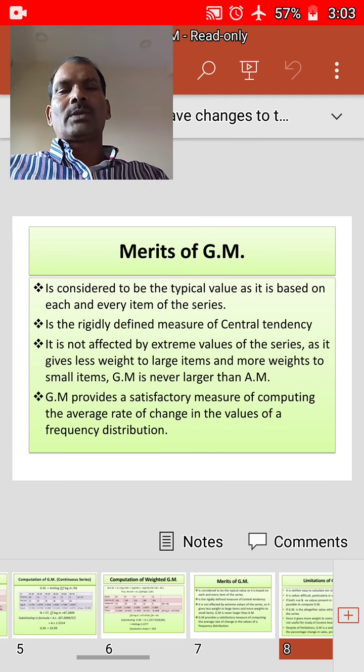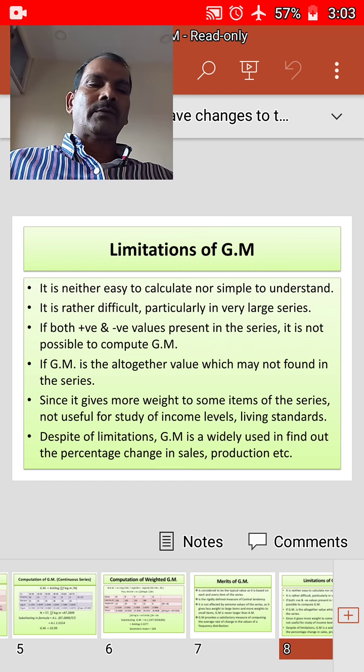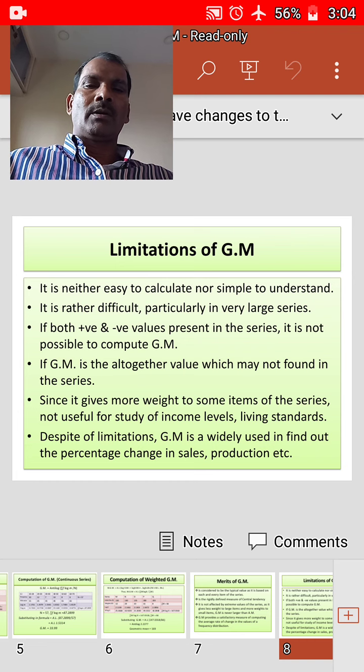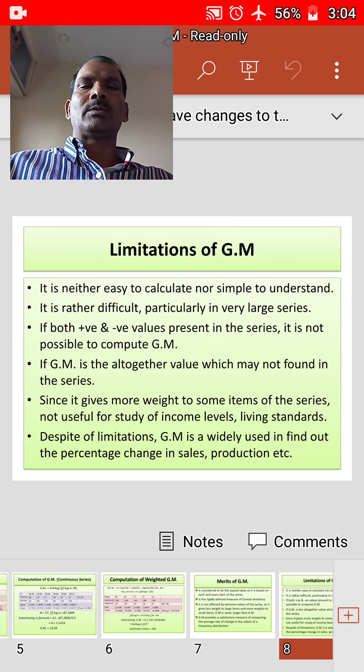Okay, we have some limitations of geometric mean. Geometric mean suffers from limitations as well. It is neither easy to calculate nor simple to understand. It is rather difficult to calculate, particularly when the items of the series are very large. If you have a very large number of values in a given series, then it is not an easy task to calculate. It is very difficult.